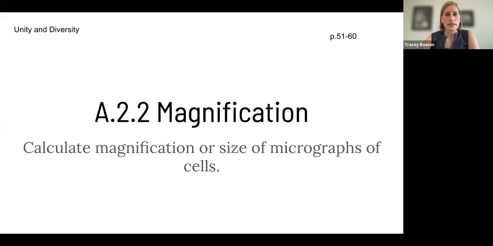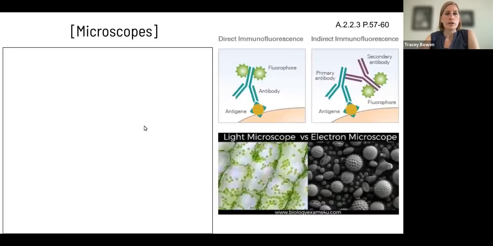All right, so for this video, we will be looking at A2.2, which is still cells, but we're going to be focused on magnification here. And that's why the unity and diversity theme remains the same, because we're still looking at cells. And so we're going to be looking here specifically at how do we calculate the magnification or size of micrographs of cells. And so if we're looking at cells, we're going to be using microscopes.